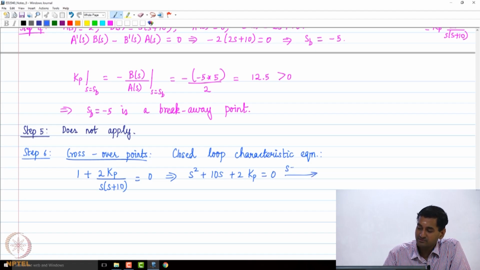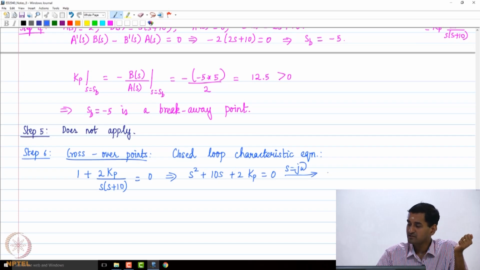Here we are looking for solutions of the form s = jω, right? Because that's a crossover point. A crossover point is some point on the imaginary axis where a root locus branch may cross from the left half of the s-plane to the right half or vice versa. So we substitute s = jω. What do we get? We get -ω² + j10ω + 2Kp = 0.